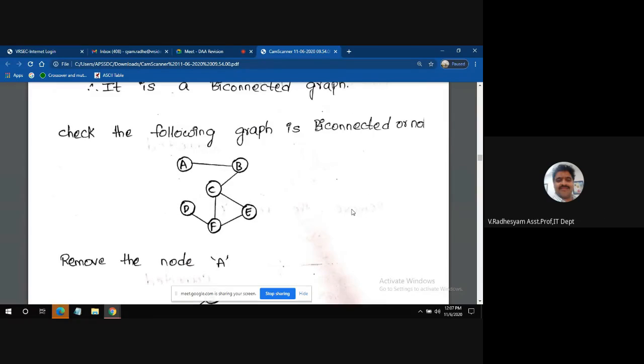Yes, now tell me the answer. I will ask you people. Suppose I am considering this graph. I want to check whether this graph is bi-connected or not. How to check? Tell me.